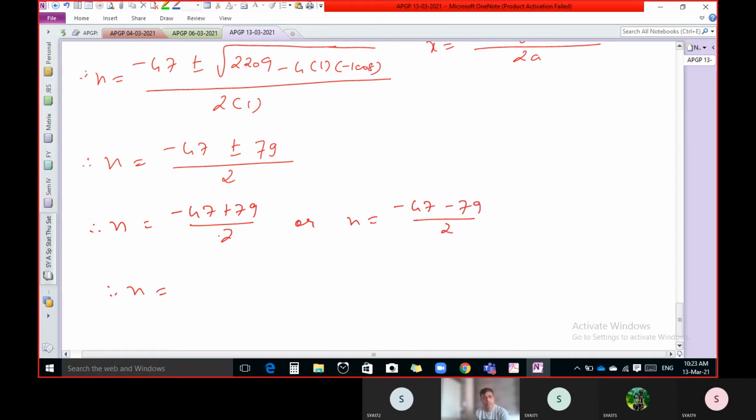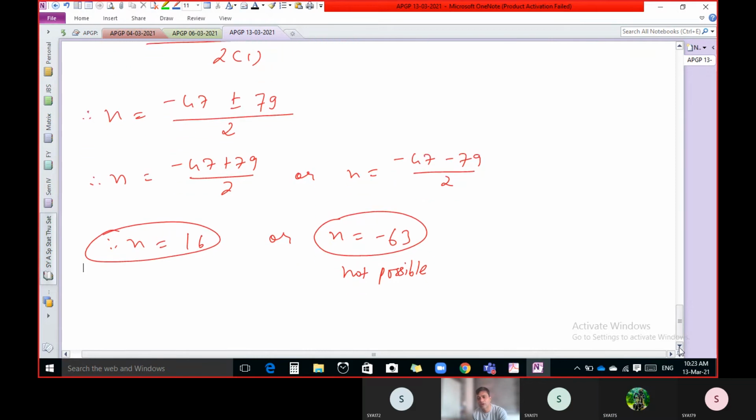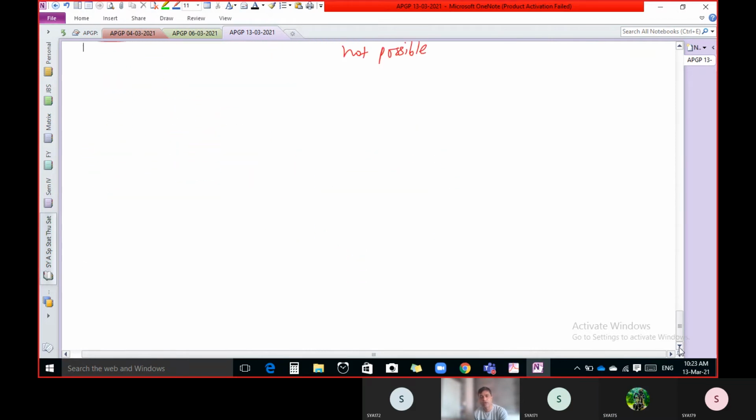So tell me the answer for this. 79 minus 47 is 32, divided by 2, that is 16. Or we get minus 126 divided by 2, that is minus 63. But n cannot be negative, so this is not possible because n is the number of students here. So the number of students in the classroom is 16. Now we have to find the last term. Tell me the formula of the last term.